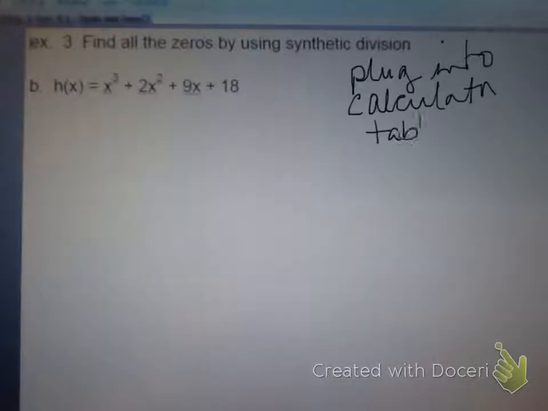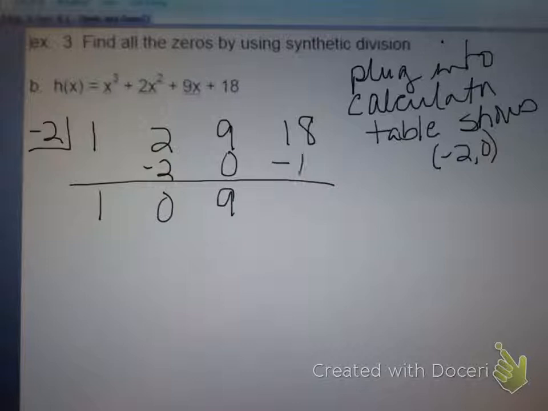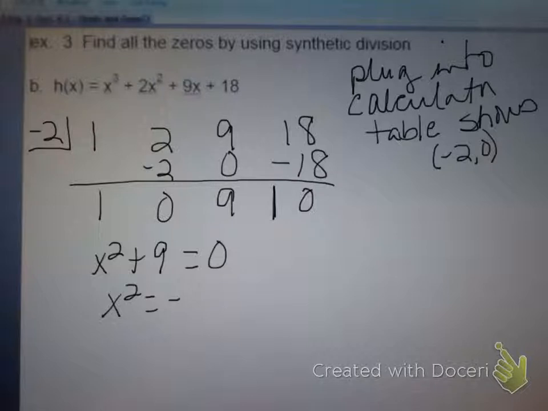This one we plug into the calculator, and the table does not show -2 as a zero, so we're going to use synthetic substitution or synthetic division. And we get x squared plus 9. We're now going to do the square root property.